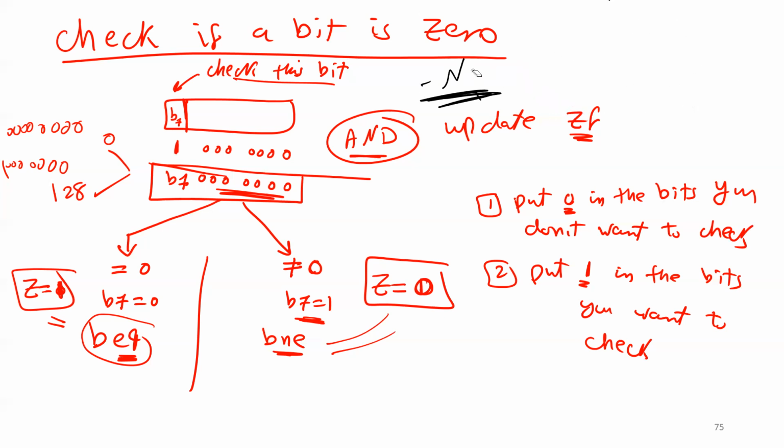So let's see how it works. Look at the logic. What's important here is that you should understand the logic. Look here, guys. I want to check this bit. The way I'm going to do it is, for the bit I want to check, I have to put 1 in the location of this bit. The bits I don't want to check, I have to put 0 here. Why? What is the logic? I'm going to tell you.